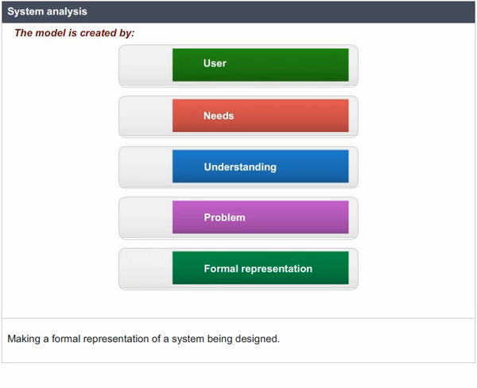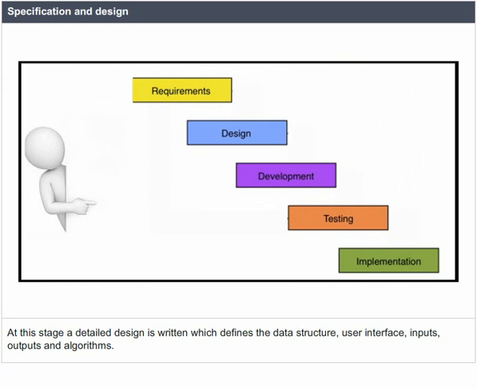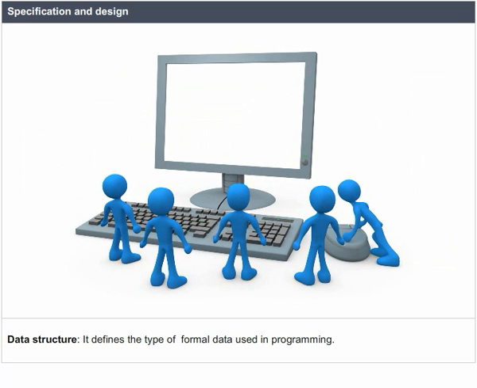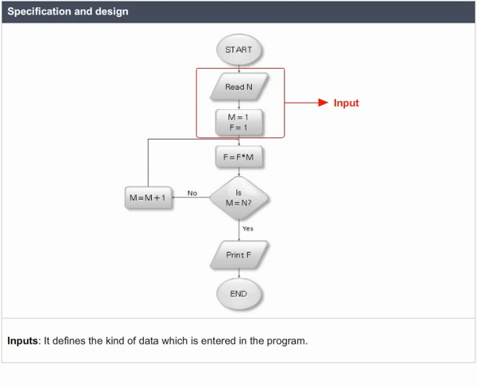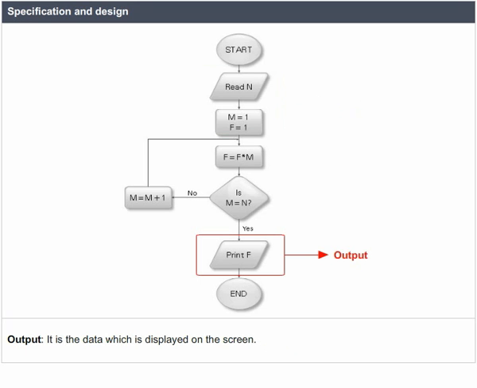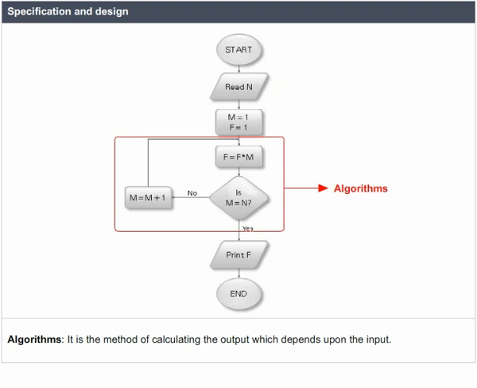Specification and design. At this stage, a detailed design is written which defines the data structure, user interface, inputs, outputs, and algorithms. Data structure defines the type of formal data used in programming. User interface refers to the screen through which the user enters data and sees it displayed. Inputs define the kind of data which is entered in the program. Output is the data which is displayed on the screen. Algorithms are the method of calculating the output which depends upon the input.